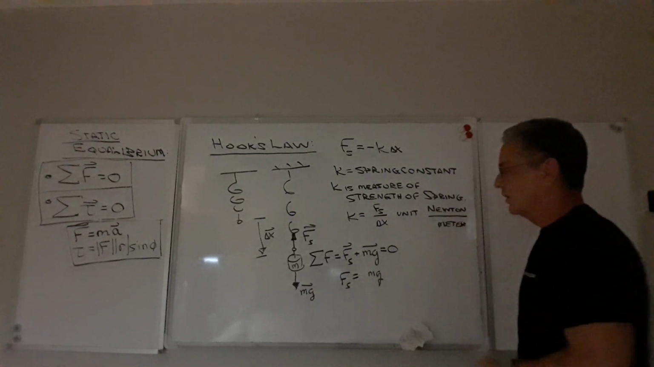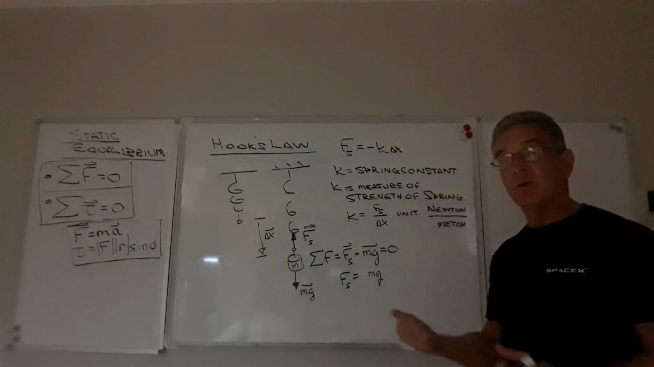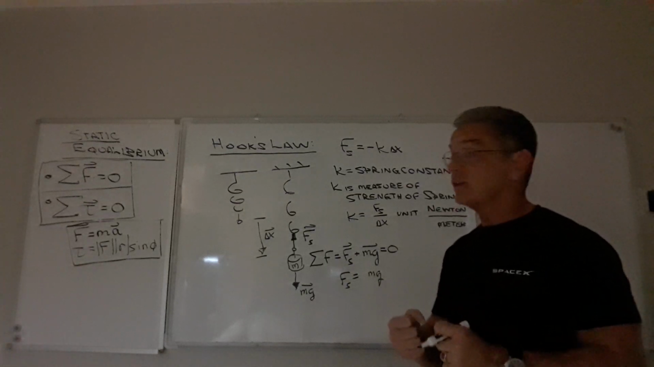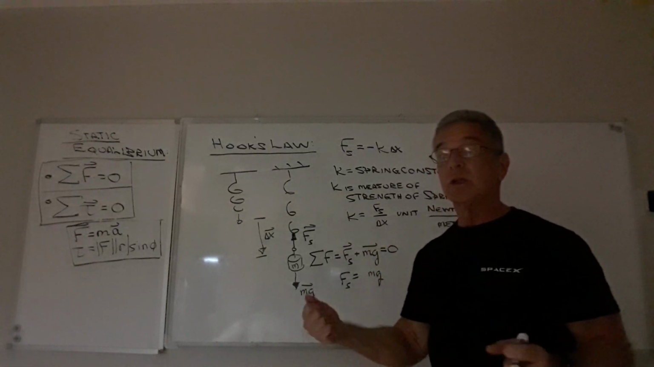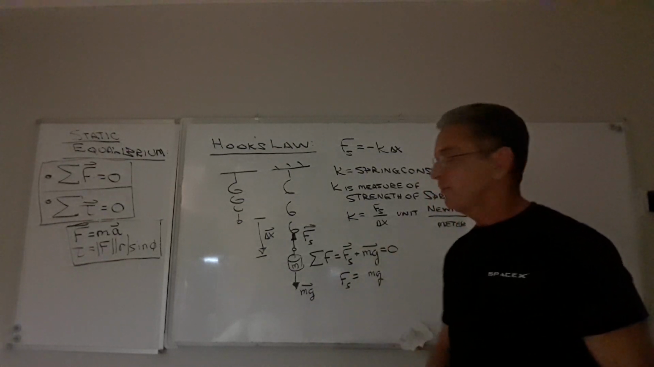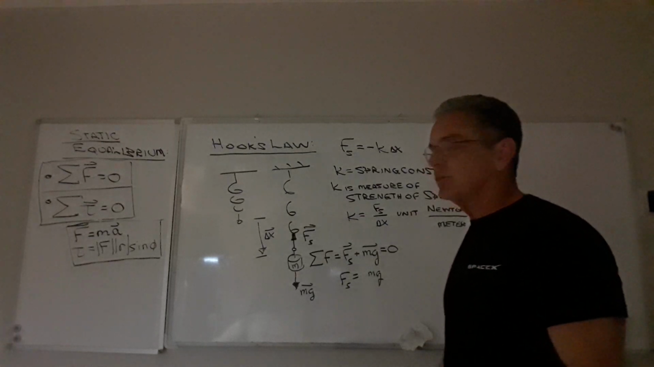Which makes sense if you think about it. You know, how much force per unit length is required to stretch this particular spring. If it's a really hard spring to stretch or compress, it's got a very high value of K. If it's a really easy spring to stretch and compress, it's got a very small value of K. So that's Hooke's law. And that's a good place to stop.